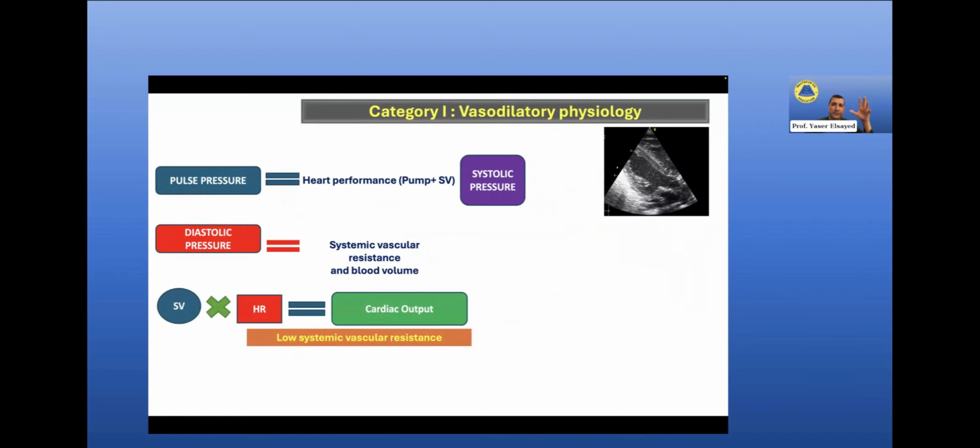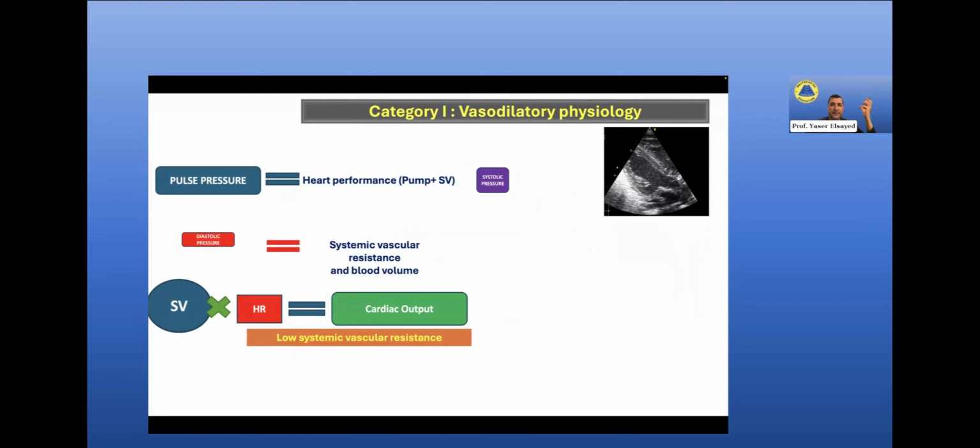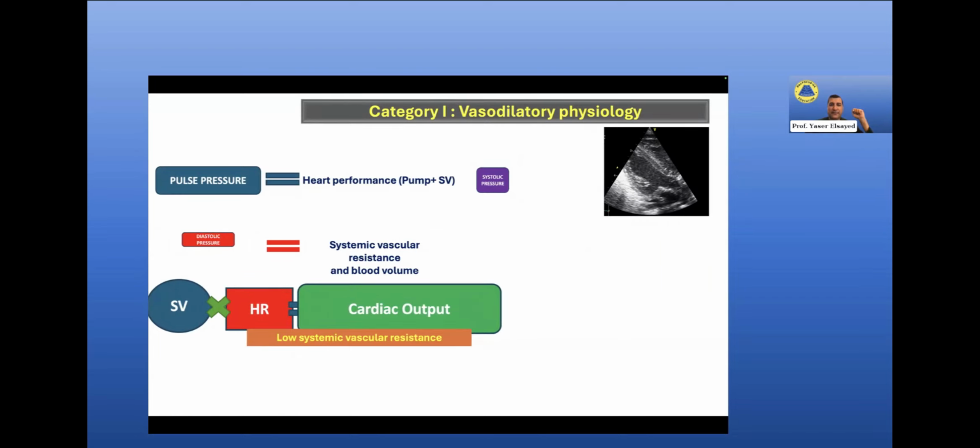And then let us discuss the three main categories among the seven. The vasodilatory physiology: you have low diastolic blood pressure, and pulse pressure should stay normal, but systolic will also decrease because it also reflects diastolic blood pressure. Stroke volume might increase because the heart might be hyperdynamic, and the heart rate might increase for compensation, and the calculated cardiac output might be increased. But if you calculate systemic vascular resistance, it will be low.